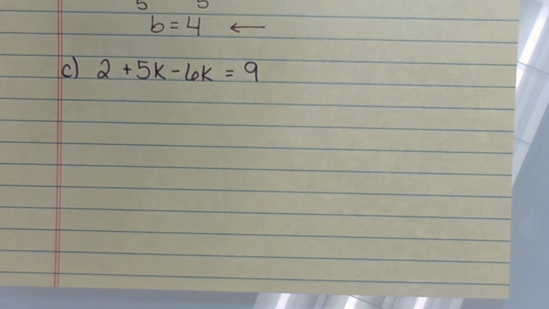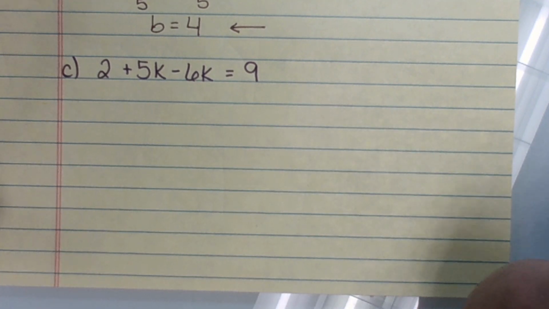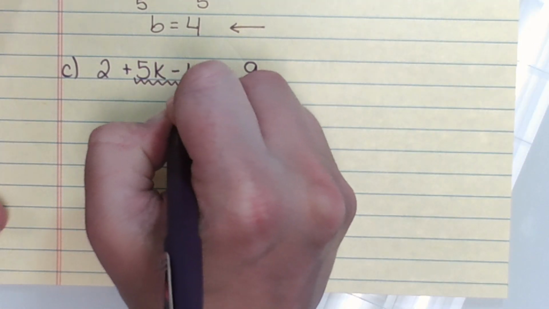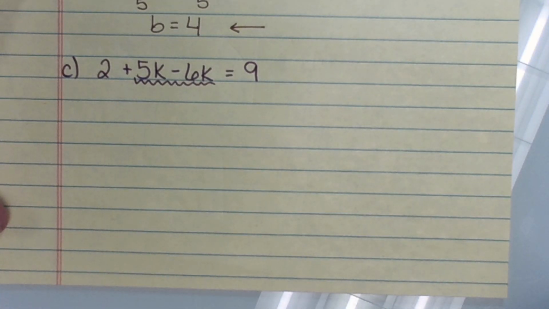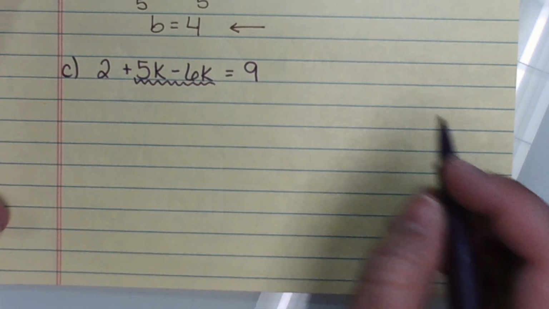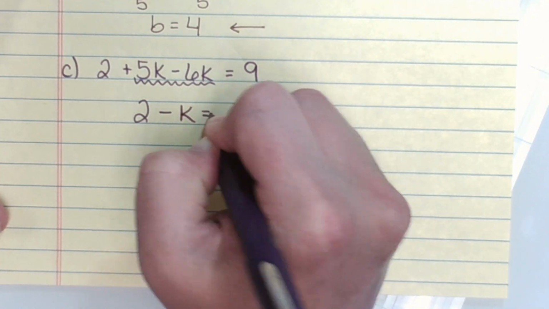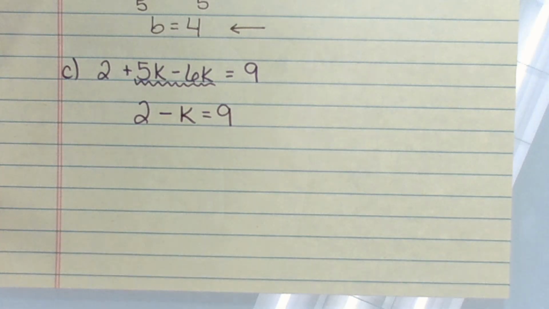What are you going to get when you combine like terms? Negative k. Those two are our like terms. 5 minus 6 is negative 1. You can write negative 1k or just negative k. They are the same thing.